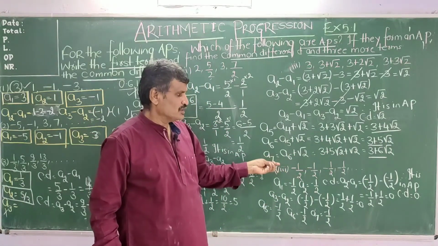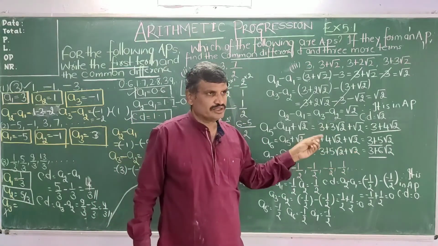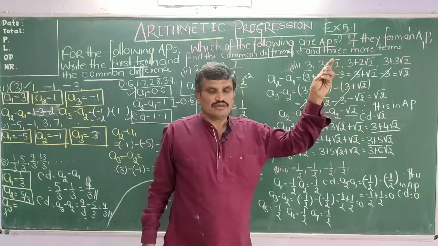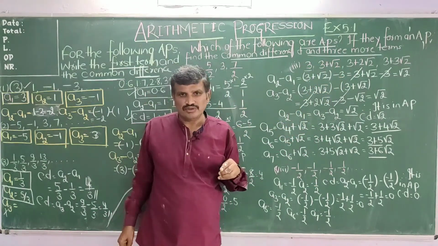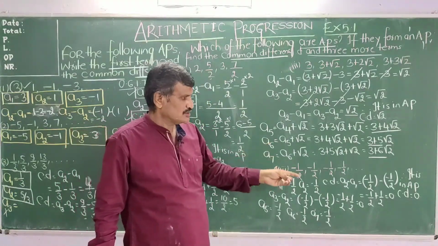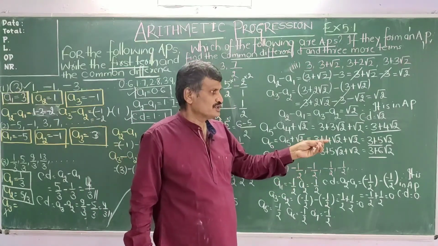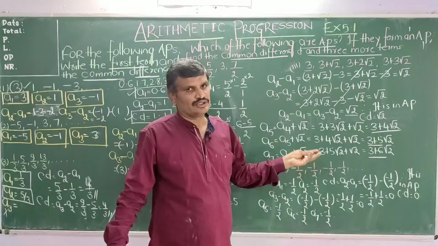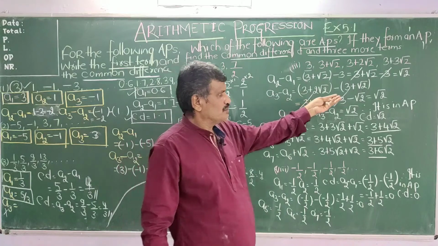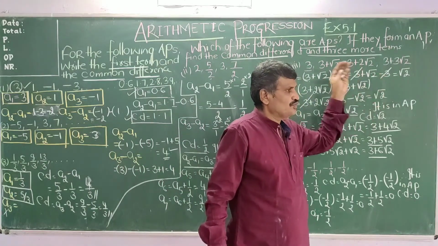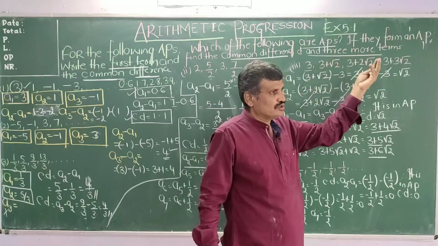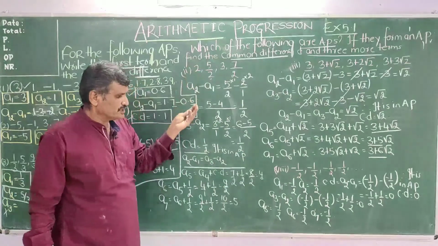Now many times children tend to say, sir, is it in AP? Yes, it is in AP because it satisfies the condition of AP. Sir, how can it be AP? All numbers are repeated again. So what? Common difference is 0, and A2 minus A1 is equal to A3 minus A2, conditions are satisfied, it is in AP. Here also many times children tend to say, sir, how can it be AP? Check it out. Common difference is root 2. If you keep on adding root 2 to the previous term, you will get the successive term, and the difference between the two successive terms is the same, so it is in AP. So the same case applies here.